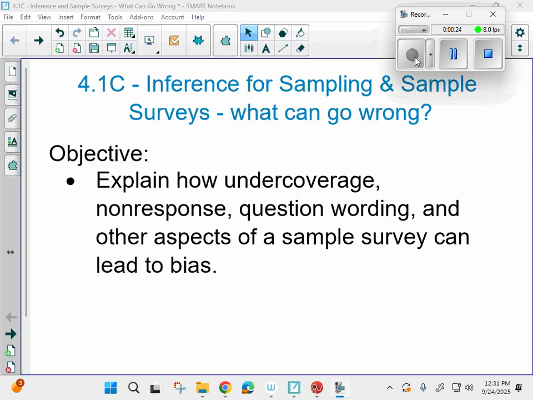Every group of size n has the same chance of being chosen. And a cluster, where you do like a group sitting near each other, but they look like the population. So that's good. And stratified, where you sample from similar groups. Okay. Now we're going to talk about these bad methods.